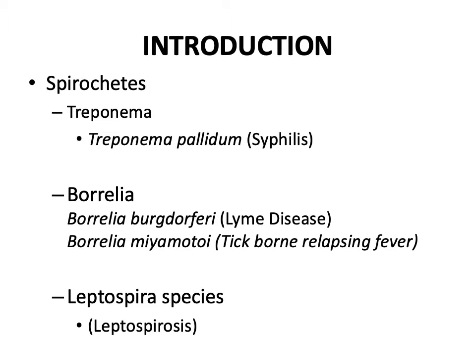Syphilis and Lyme disease are both caused by bacterial pathogens. They are somewhat unique in that they are spiral or helically shaped and are therefore classified as spirochetes. The spirochetes are divided into three genera: Treponema, Borrelia, and Leptospira. Treponema pallidum is the causative agent of syphilis, while Borrelia burgdorferi is the causative agent of Lyme disease. There are several species of Leptospira that can cause the disease leptospirosis, including Leptospira interrogans, Leptospira wheelii, and Leptospira alexanderi.